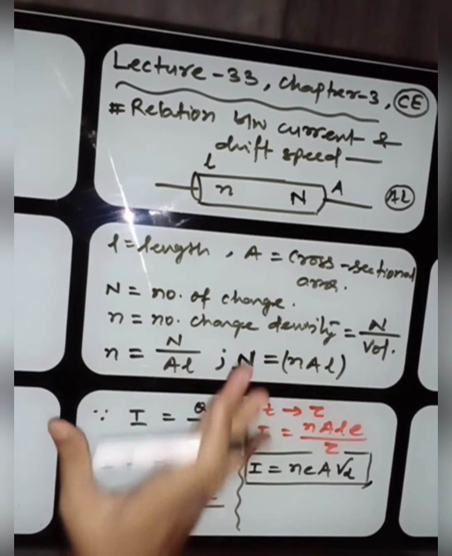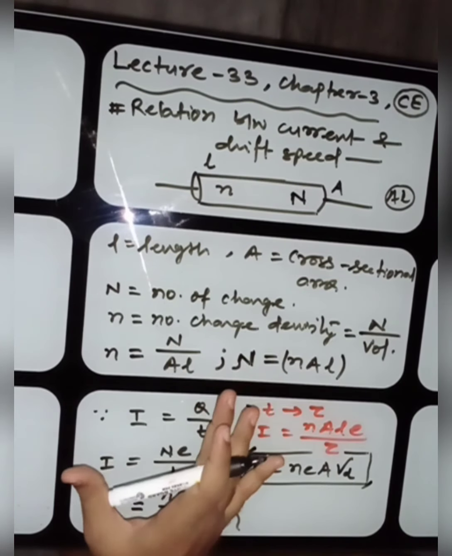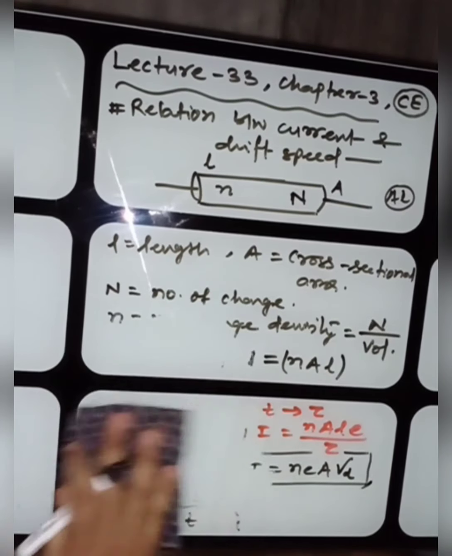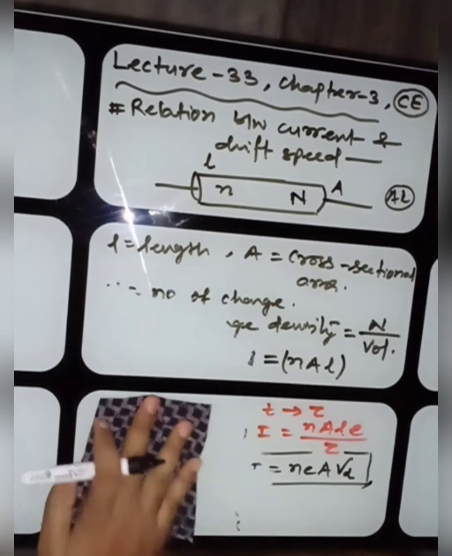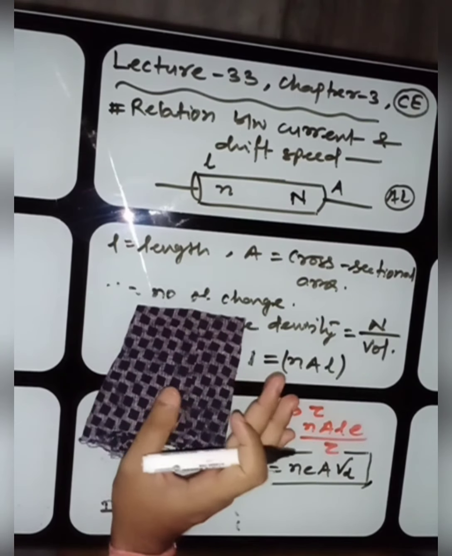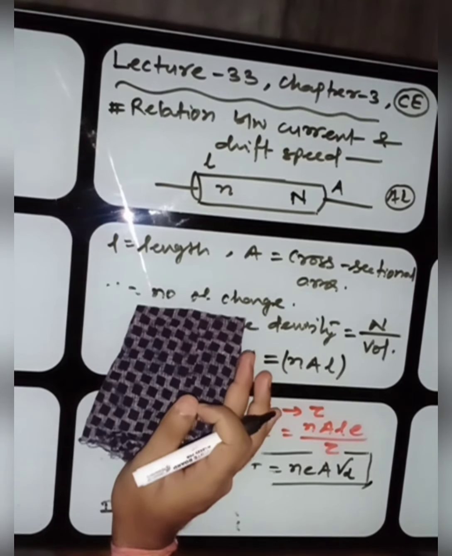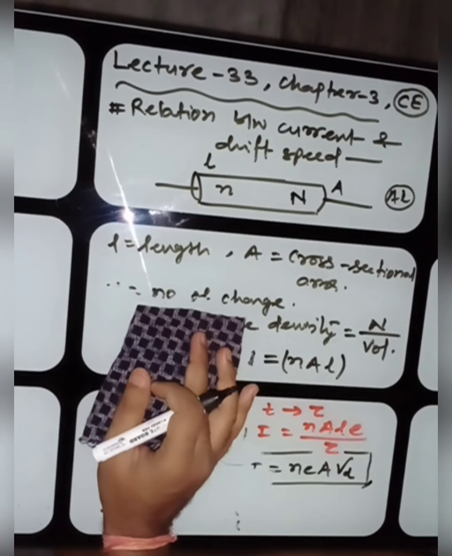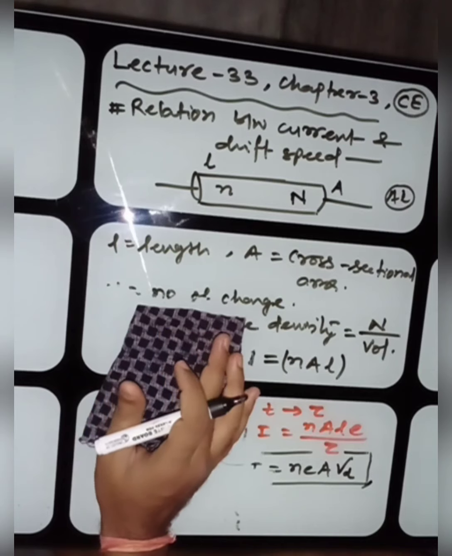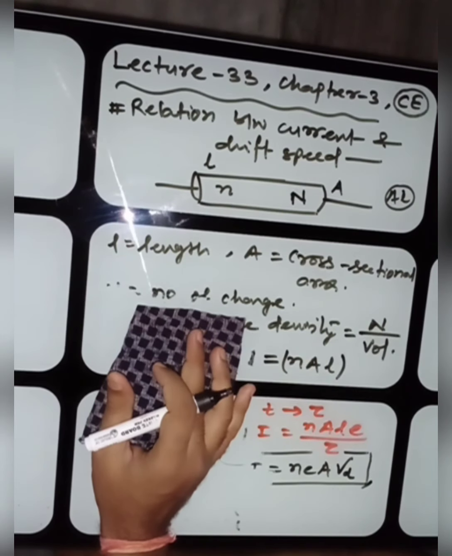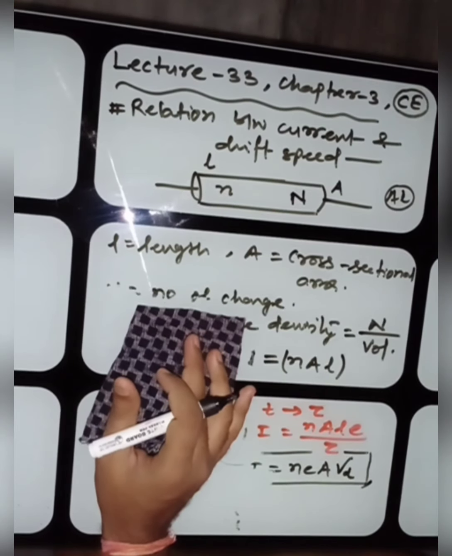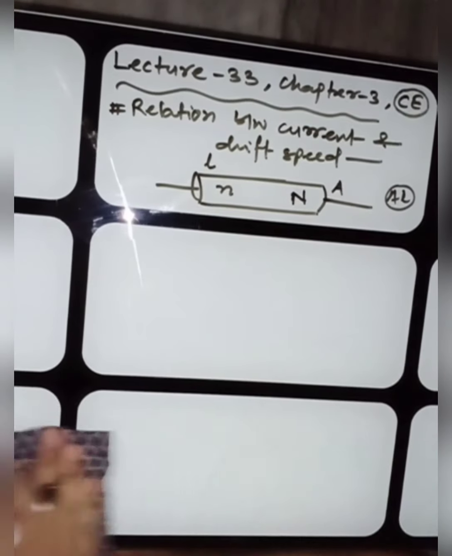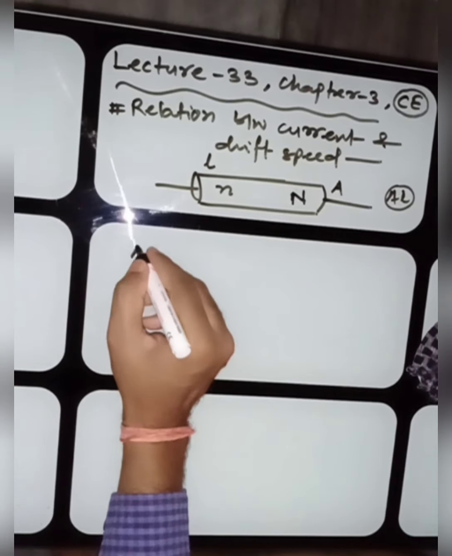Kindly note down the data I am giving you. Calculate the drift velocity of electron in a silver wire. Write down carefully: calculate the drift velocity of electron in a silver wire having cross-sectional area 3.14 times 10 to the power minus 6 meter square. I'm giving you the data. The cross-sectional area, how much?